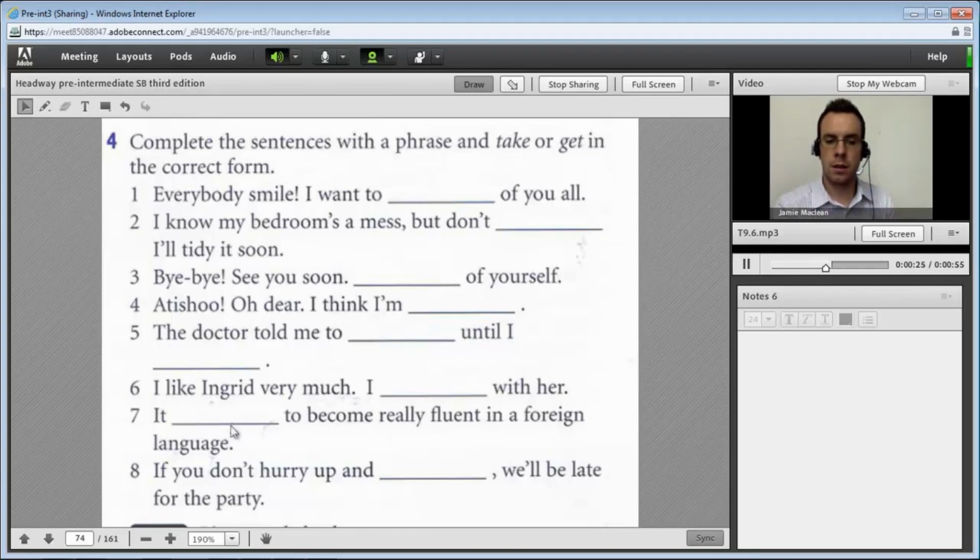Oh dear. I think I'm getting a cold. 5. The doctor told me to take 2 tablets a day until I get better. 6. I like Ingrid very much. I get on well with her. 7. It takes a long time to become really fluent in a foreign language. 8. If you don't hurry up and get ready, we'll be late for the party.